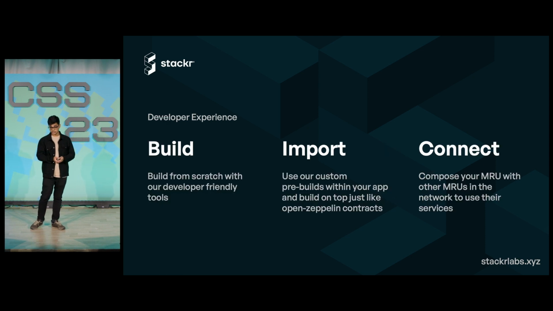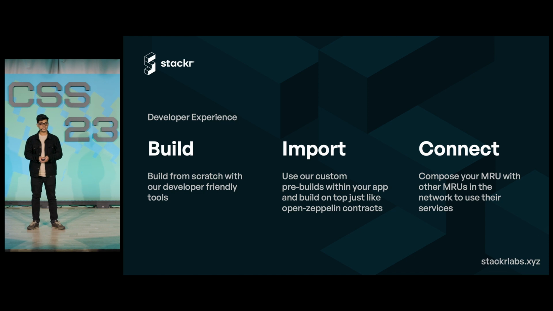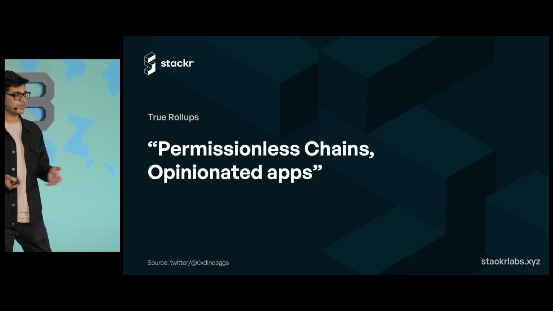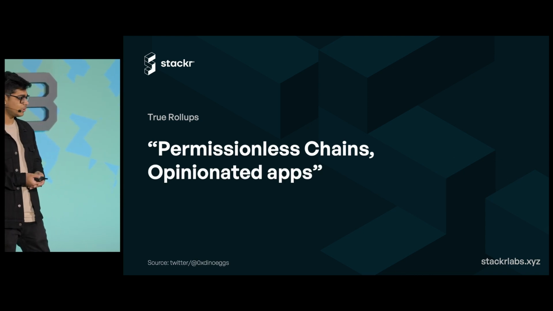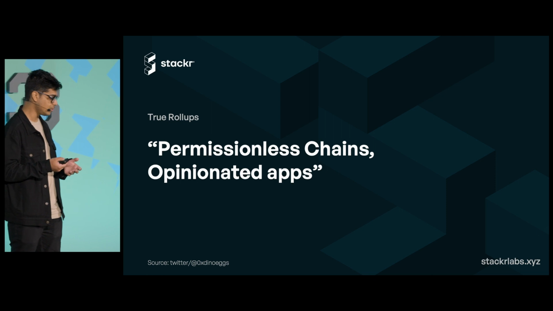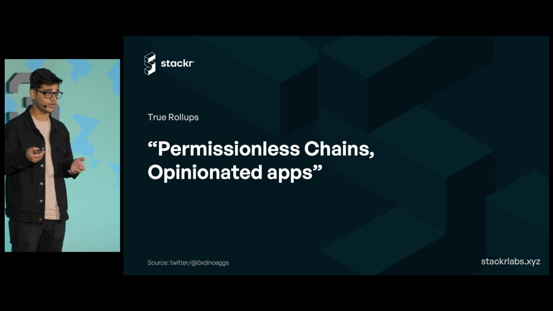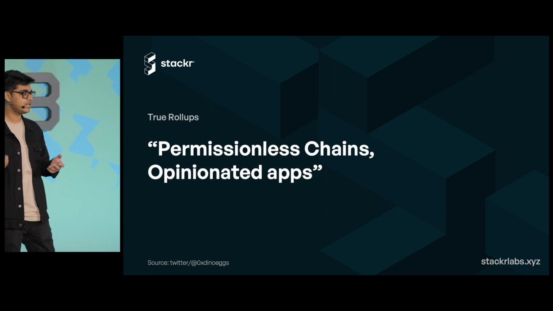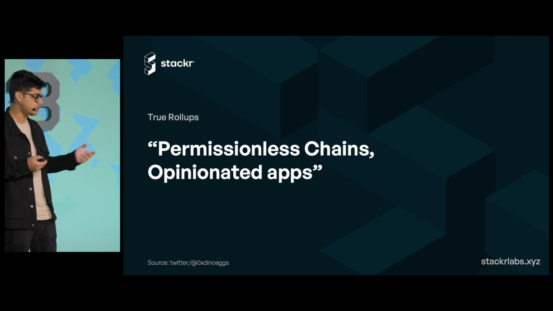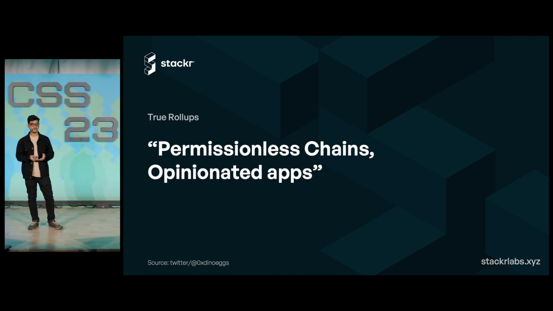The developer's lane looks like this. You can build your rollup from scratch, you can import pre-built modules, or you can connect to a third-party rollup which is already present in the network. True rollups are basically opinionated apps on permissionless chains. So you can have anything in between. You can choose a custom execution environment. You can choose middleware. You can have ordering by yourself or by integrating Flashbots or whatever. You can choose the settlement layer, L1, or any data availability layer as well.